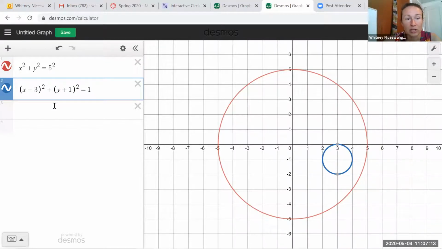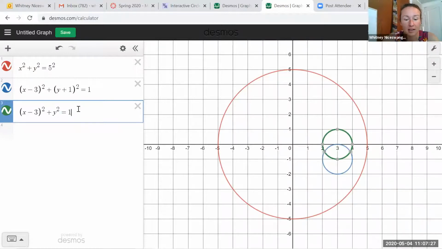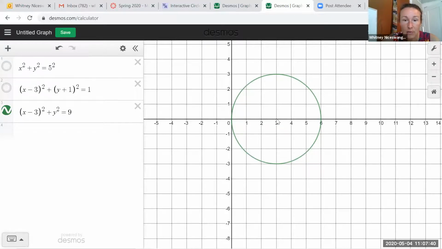We can also have, maybe one of our variables has a shift and one doesn't. So something like that. This guy in green, you see our center is at 3, 0. Get rid of the other ones. This guy in green, the center of our circle is at 3, 0 because the x has a shift, has to increase by 3 to get the same result, but the y has no shift. Our radius here is 3 because 3 squared is 9.